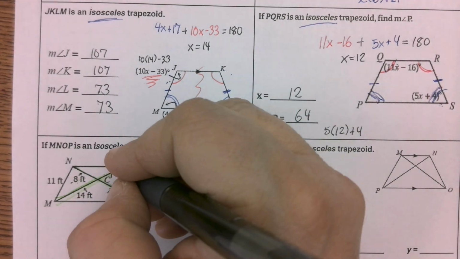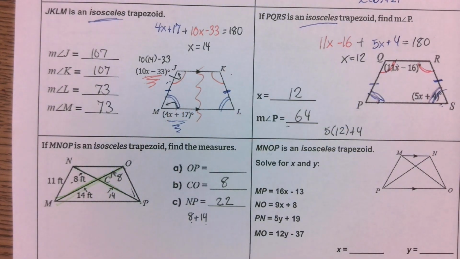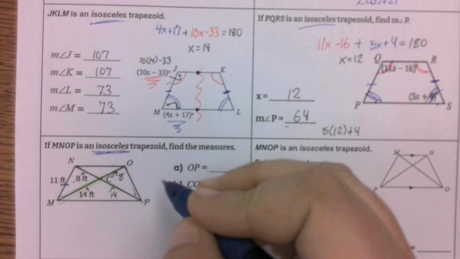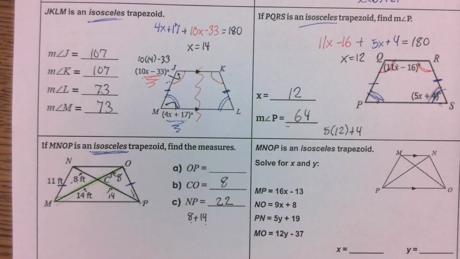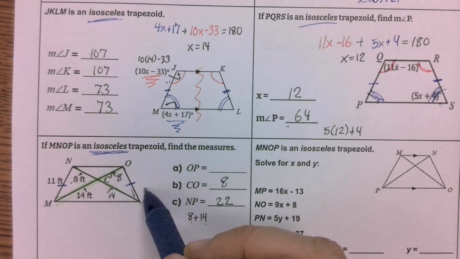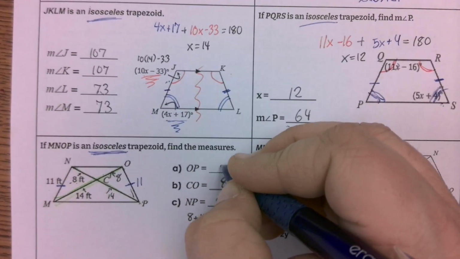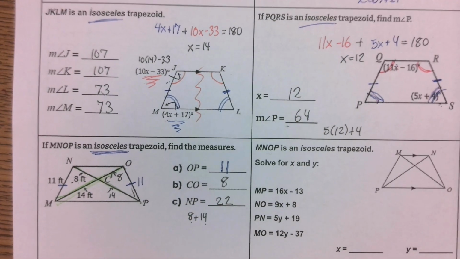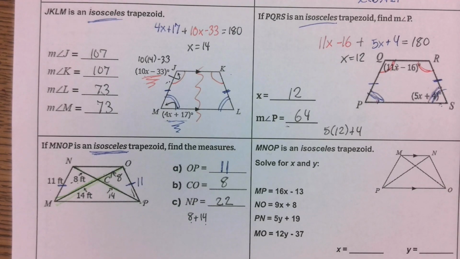OP is on this side, and since it's an isosceles trapezoid, we can mark our sides as congruent. This part is congruent to this part. If this side is 11, this side has to also be 11. The legs must be congruent. We can apply this in terms of an equation to solve in terms of x, or by solving for a missing side.